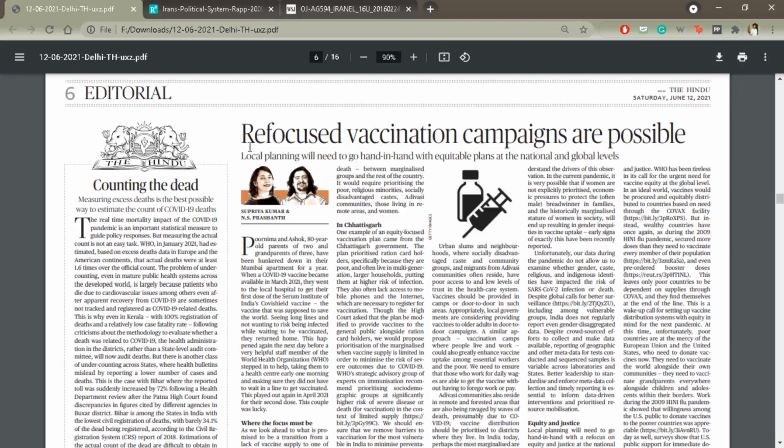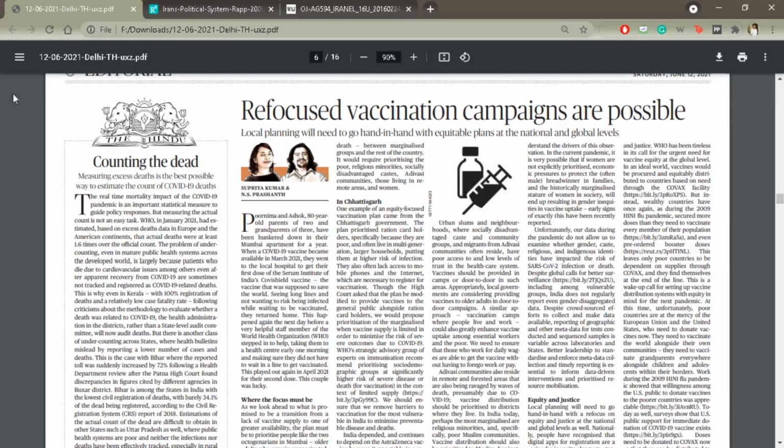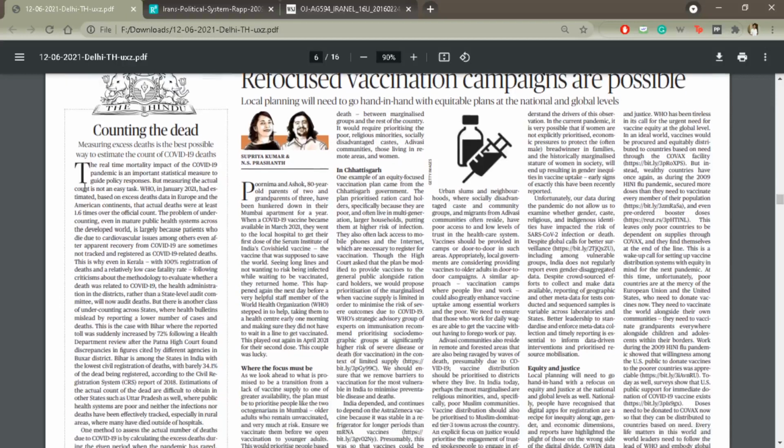All right. Then on the left hand side, counting the dead, measuring the excess death is the best possible way to estimate the count of COVID-19. This is in relation to the news about revision of death figures in Bihar that has taken place, and it calls that in a lot of states such as Madhya Pradesh, Gujarat, Uttar Pradesh, there are two problems.